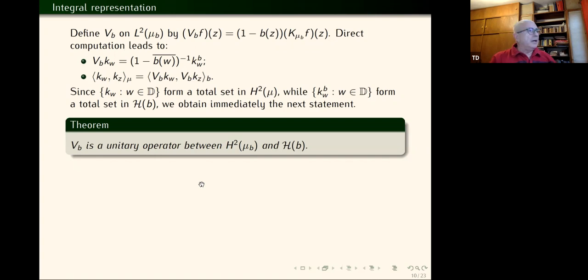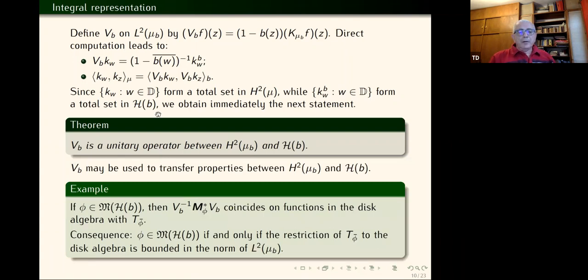So sometimes we can prove properties in H of B by translating them through VB into things that happen in H2 of mu B, which is presumably easier to understand.